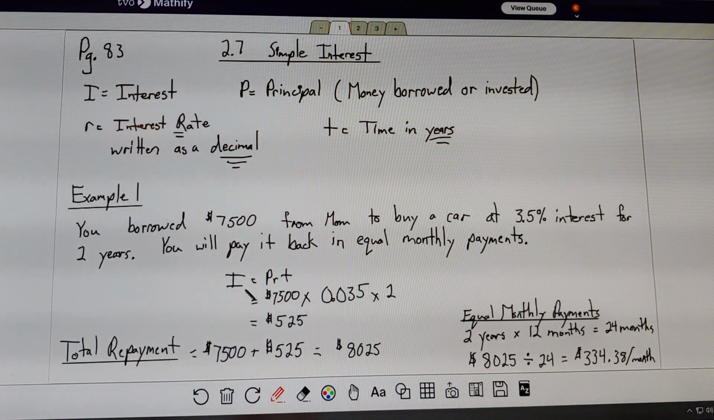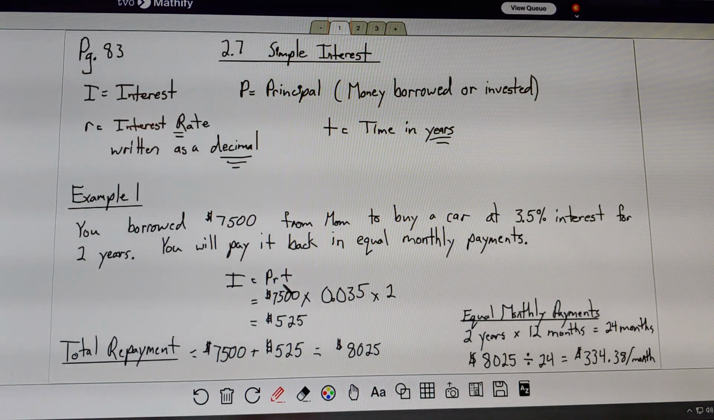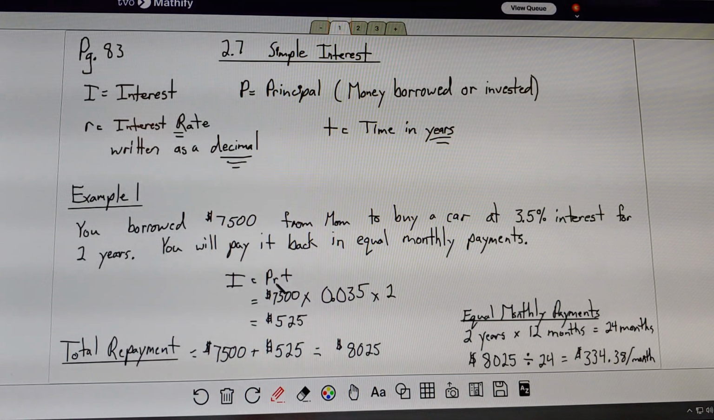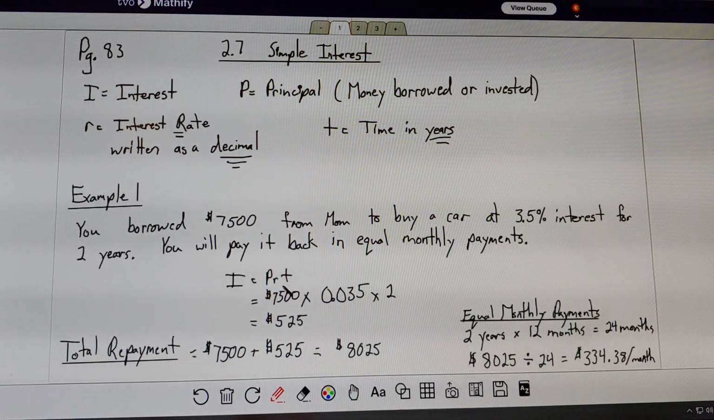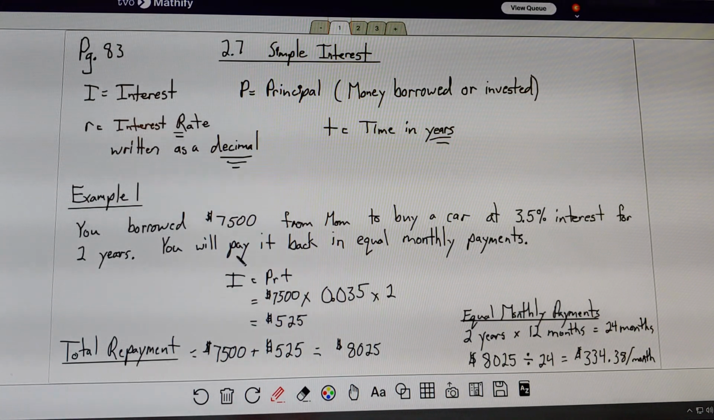I, standing for simple interest, is equal to the principal multiplied by the interest rate, written as a decimal, multiplied by the time in years. We remember when we have variables sitting next to each other with no sign between, that it means multiply. Okay, so the principal, the amount that we borrowed, that's $7,500. So that goes in for P.